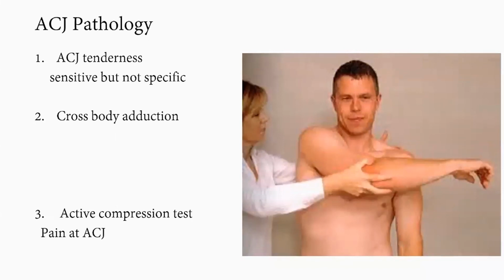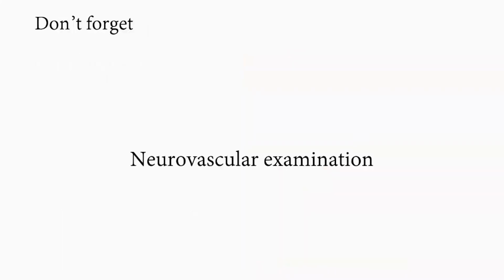Acromioclavicular joint pathology: we have AC joint tenderness, it's sensitive but not specific. Cross-arm adduction test reproduces pain in the AC joint, and the active compression test, which is similar to the O'Brien test, but here the pain is superficial. It's not deep inside the shoulder joint, it's localized to the acromioclavicular joint.